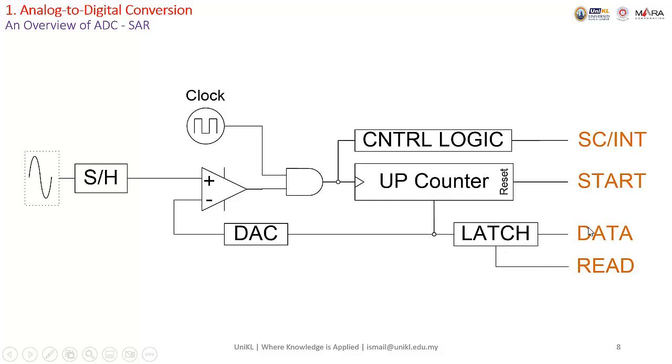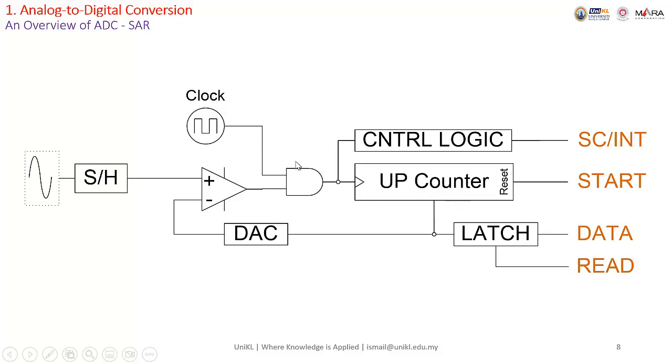But actually, the data is not available here, because we have a transparent latch here. So to make it available at the data line, we need to apply a clock for the latch. So whatever data we have on the bus at the output of the counter will be fed to the data. Then from that we can read it. Okay, so that is the successive approximation ADC.